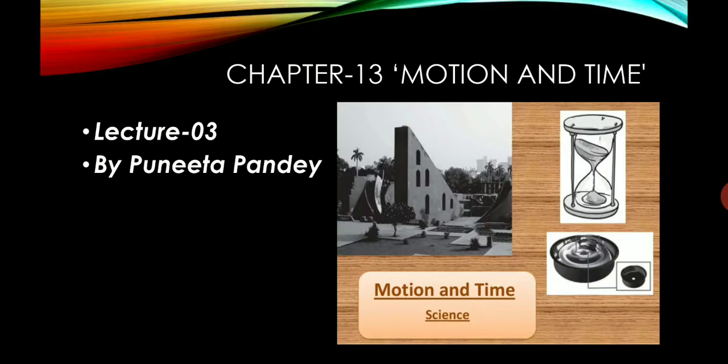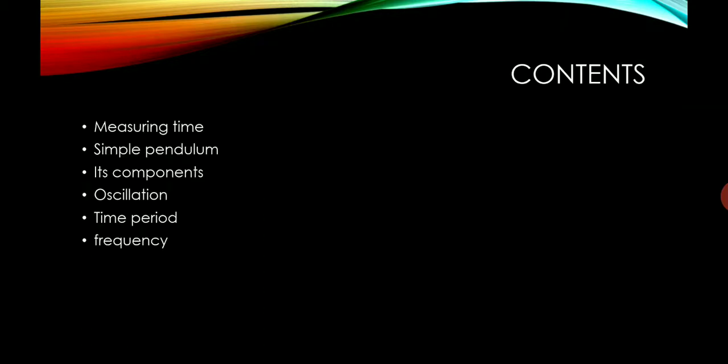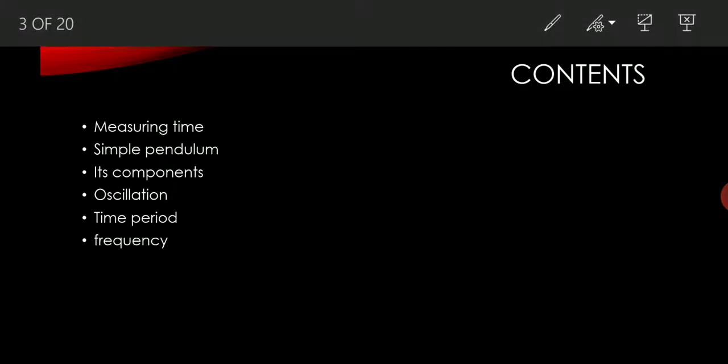In the previous lecture we discussed the different types of motion, and we also discussed speed, how to measure speed, and the units of speed. In this lecture we will discuss measuring time, the simple pendulum, components of the simple pendulum, and some factors related to the simple pendulum. All these factors like oscillation, time period, and frequency we will discuss in this lecture. So get ready to know something new today.